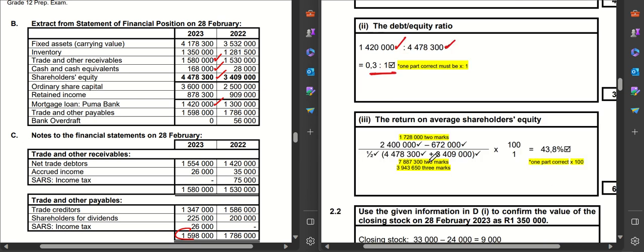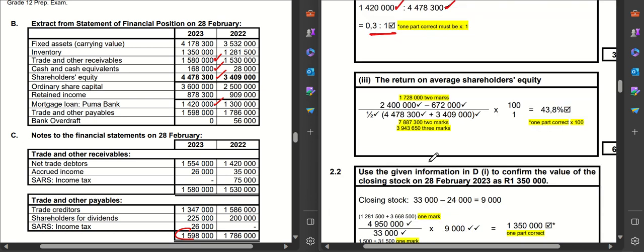Okay, I'm going to move on to the next one. That is the return on average shareholders' equity. So it is very important. You can see here the examiner has brought this particular calculation as well. And I think if you remember, we also saw this in the Free State Prelim. All right, so we're going to be referring to other papers that we have done as we are going. And please remember your formulas, very, very important.